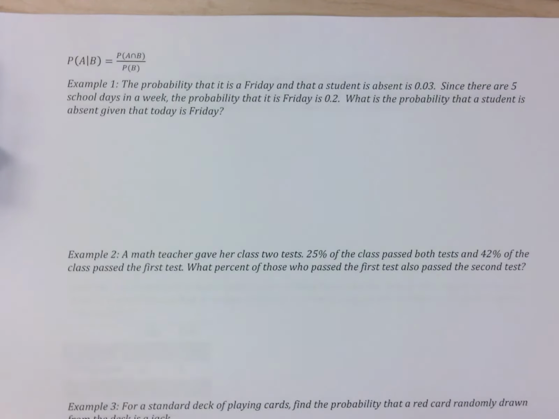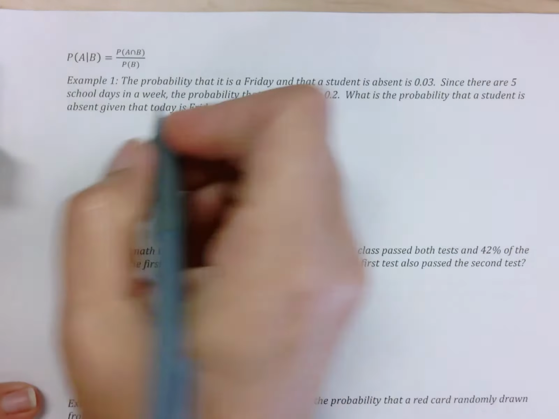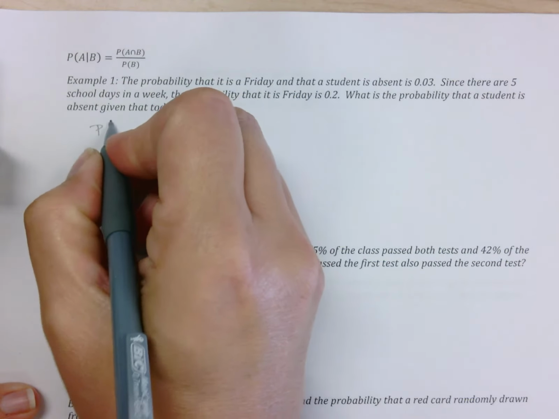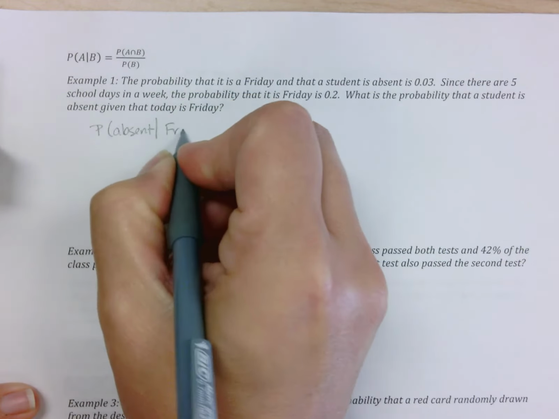Example number 1 says the probability that it is a Friday and that a student is absent is 0.03. Given there are 5 school days in a week, the probability that it is Friday is 0.2. What is the probability that a student is absent given that today is Friday? So we set up the problem, the probability of a student being absent given that it's Friday.